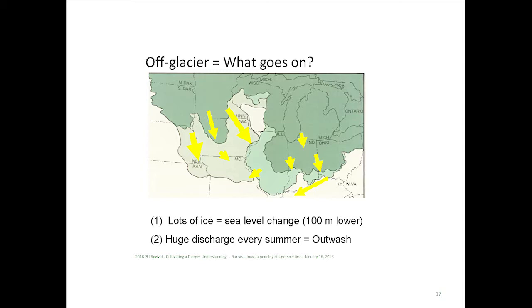But the reason I mention that is you have so much ice tied up there, and I'm saying every summer the front of this glacier is melting. Can you imagine how much water is melting all that? The way to think about it is think about Squaw Creek.